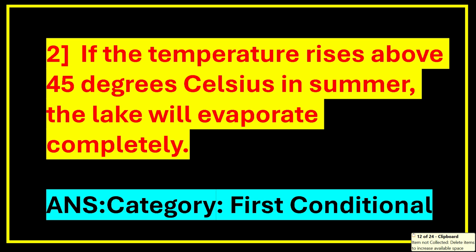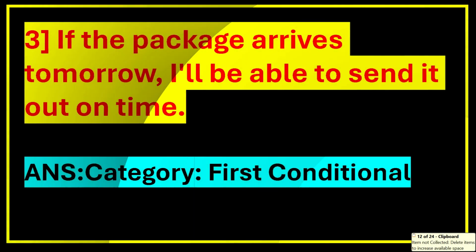If the temperature rises above 45 degrees Celsius in summer, the lake will evaporate completely. Answer for this statement is category first conditional. Explanation: if the temperature rises above 45 degrees Celsius, present simple. The lake will evaporate completely, future simple. This sentence describes a real possible future event based on a specific condition. It suggests that if the temperature actually goes above 45 degrees Celsius, the lake will evaporate. Since it talks about a likely cause and effect relationship in the future, it falls under first conditional.